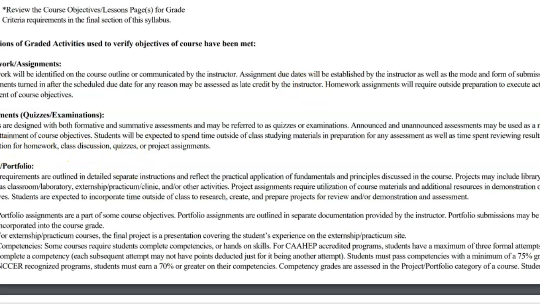Alright, so courses are designed to be both formative and summative in assessment forms, and they can be referred to as both quizzes or exams. Instructors can utilize announced or unannounced assessments, which would be similar to a pop quiz. I do not have any unannounced assessments, so you don't have to worry about that. I know that stresses some people out. But students will be expected to spend time outside of class studying the materials in preparation for any assessment, as well as time spent reviewing results in preparation for homework, class discussion, quizzes, or project assignments.